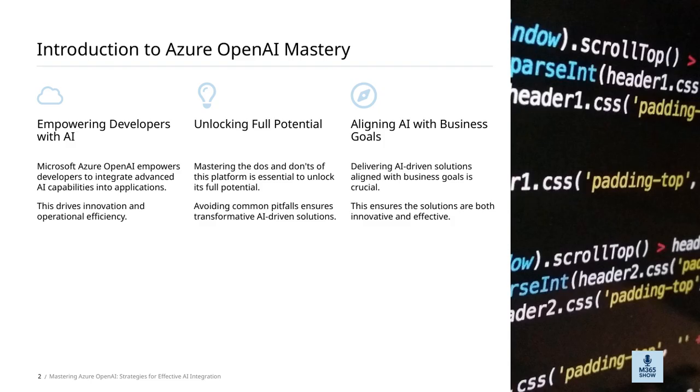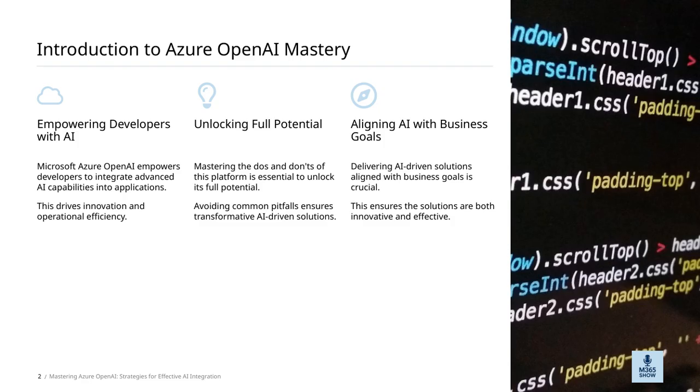Now, to get there, mastering the platform, Azure OpenAI, is key. Knowing the do's and don'ts helps us unlock its full potential. It's about avoiding common pitfalls that can hinder progress or reduce effectiveness. When we understand these best practices, we're better equipped to create transformative AI solutions that truly make a difference.